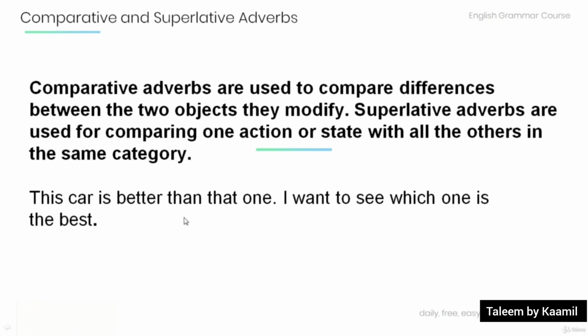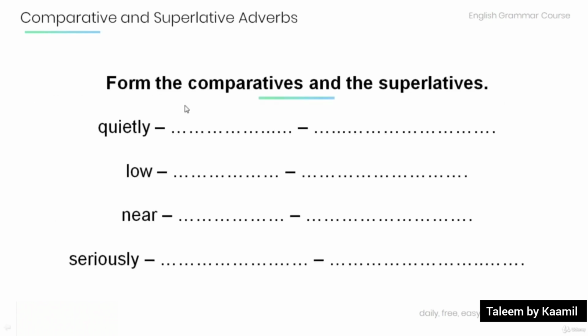This car is better than that one. I want to see which one is the best. Better than, the best. Now form the comparatives and the superlatives of the adverbs below. Quietly. More quietly, the most quietly.